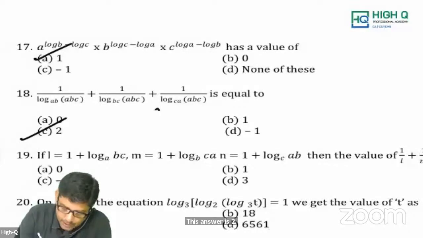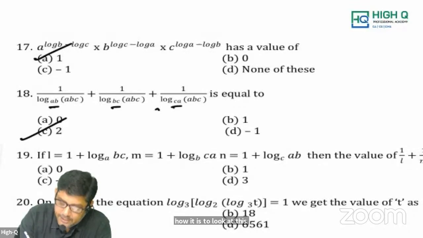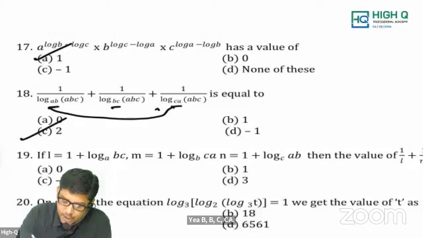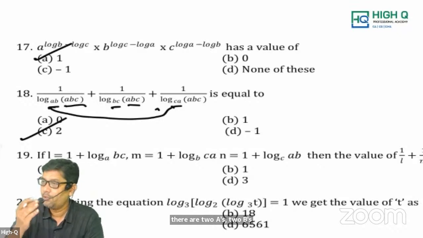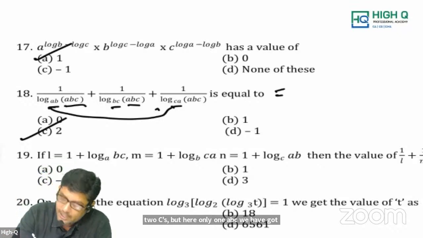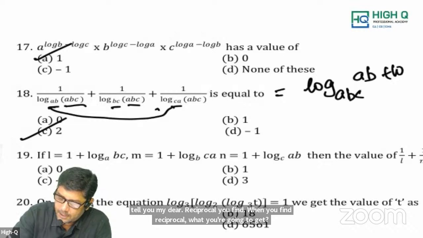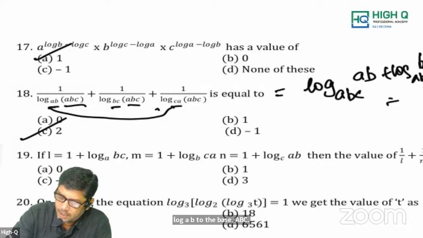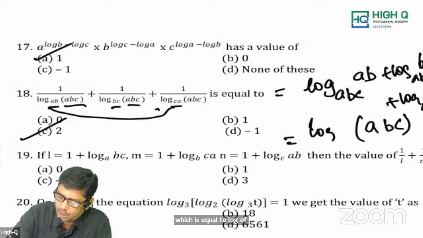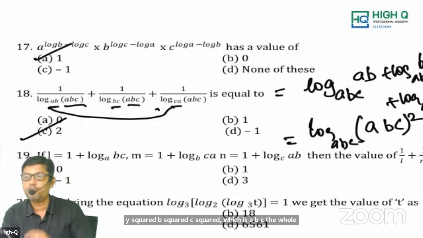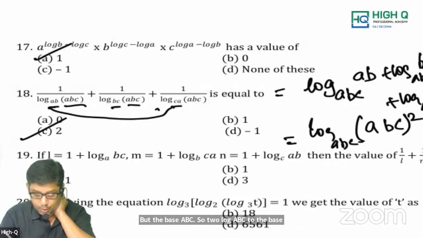How is it 2? Look at this. AB, BC, CA. There are 2 A's, 2 B's, 2 C's. But here only one ABC we have got. So therefore, square. For example, how to do it? I'll tell you, my dear. Find the reciprocal. When you find the reciprocal, what are you going to get? Log AB to the base ABC plus log BC to the base ABC plus log AC to the base ABC, which is equal to log of A square B square C square, which is ABC the whole square, to the base ABC. So 2 log ABC to the base ABC, which is nothing but 2, my dear. Am I right?